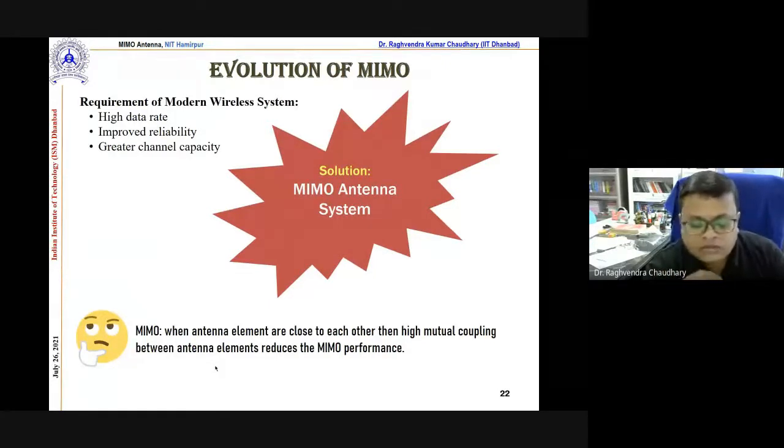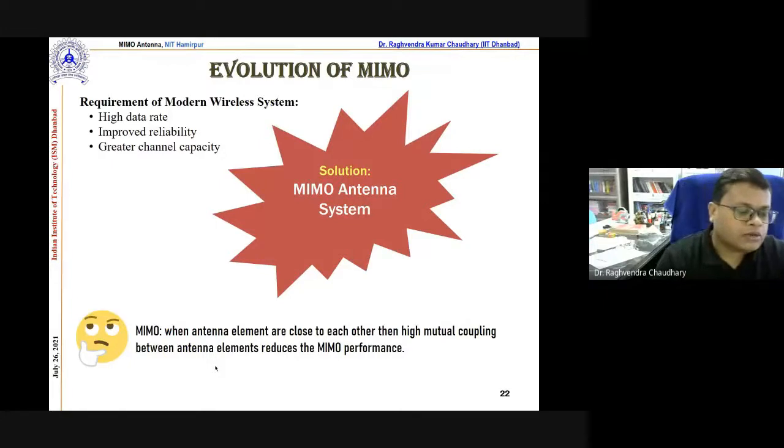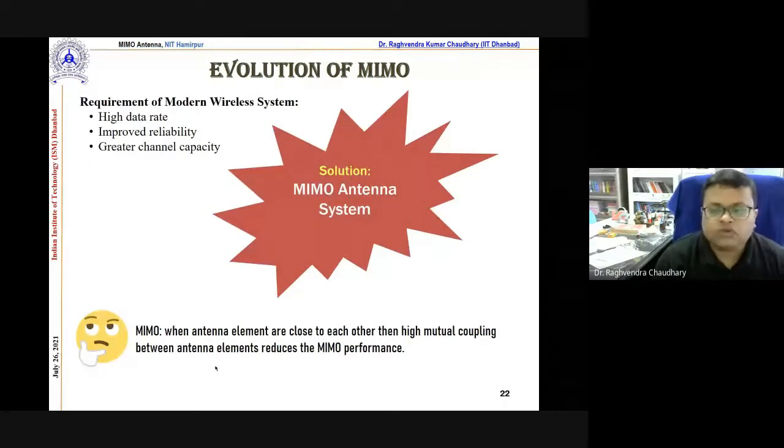Correct. So you will see a number of papers where these things are explained, to reduce this.